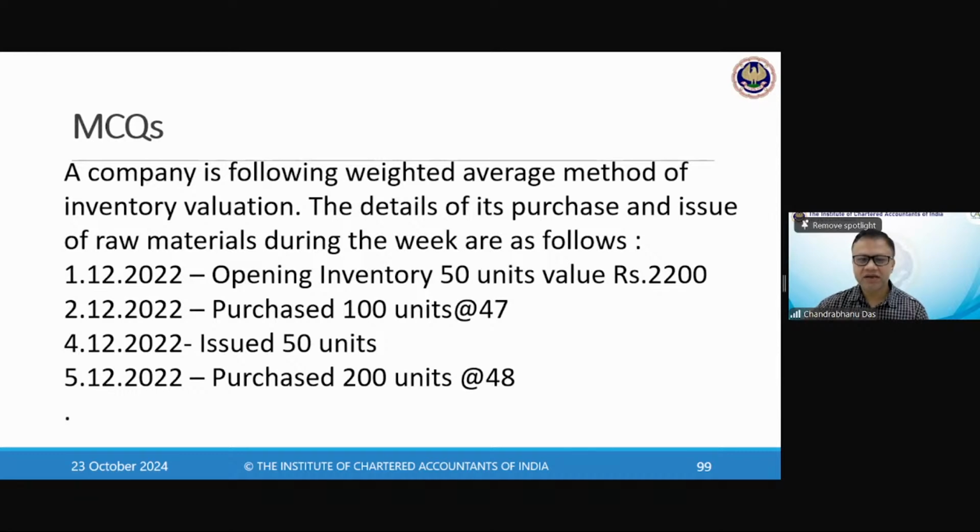That's my doubt, because we have not mentioned whether it's LIFO or FIFO. If it follows LIFO, it can take it from 100. If it follows FIFO, it will take it from 50. There is nothing so specified. It is saying that it is following the weighted method. So why do we take this number? Issued is 50, and again it is purchased 200 units at 48 rupees. Why are we taking that assumption when we are following a weighted average method?